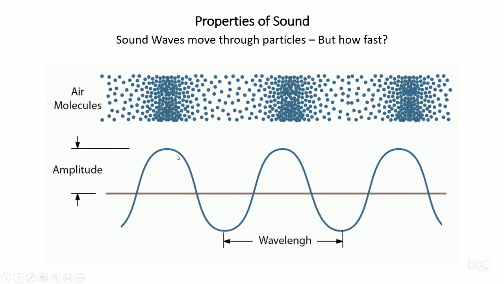Amplitude is the height of the wave. How many molecules are being displaced at any given time? Amplitude corresponds to volume, or how loud a sound is. The more molecules that are displaced, the louder the sound is.